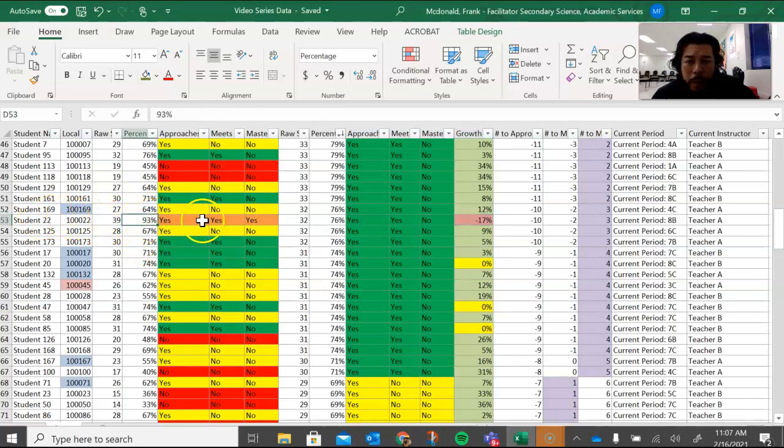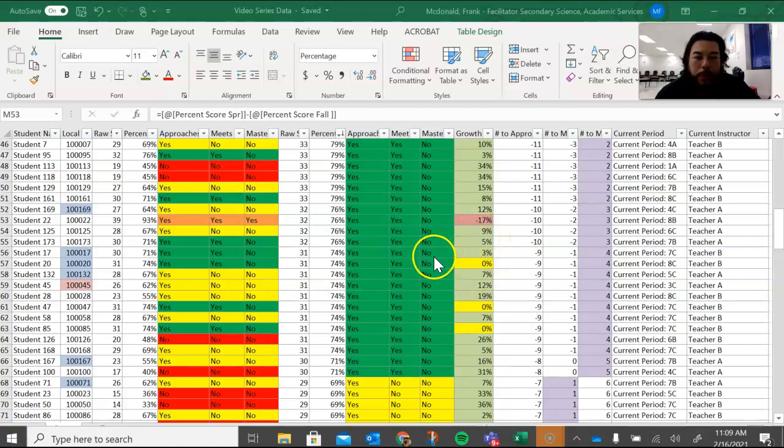In this case, we want to figure out, okay, what happened? This kid walked in and in October got a 93 on the test, but now in February got a 76 on the test. So we want to figure out what happened, what was missing, what was lacking at that point.